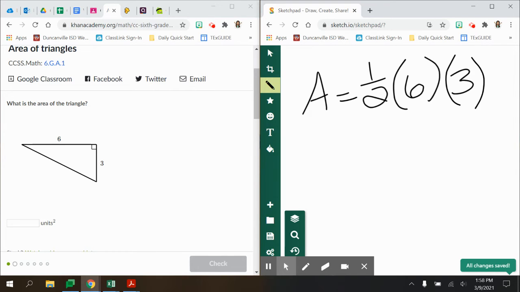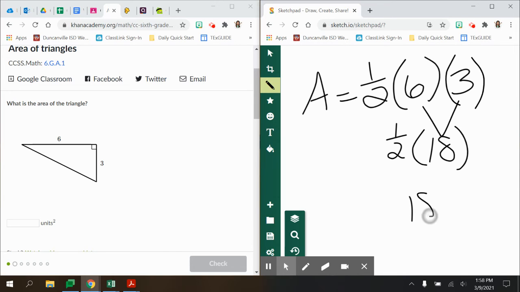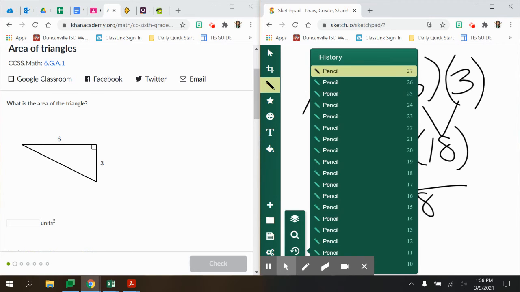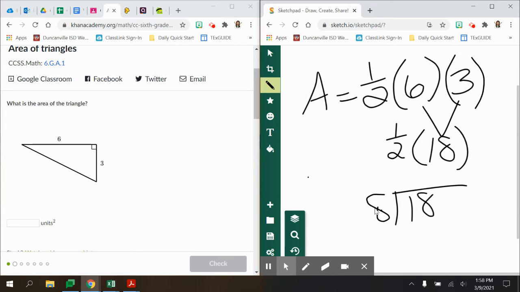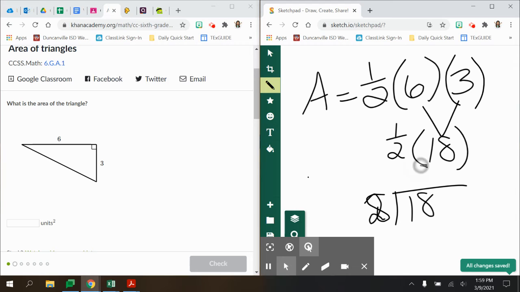Again, I'm going to multiply my base and height first. So 6 times 3, which is 18. And instead of multiplying by 1/2, I'm going to divide by 2 because that's easier. So 18 divided by 2, I know that is 9. Okay, so my answer should be 9.